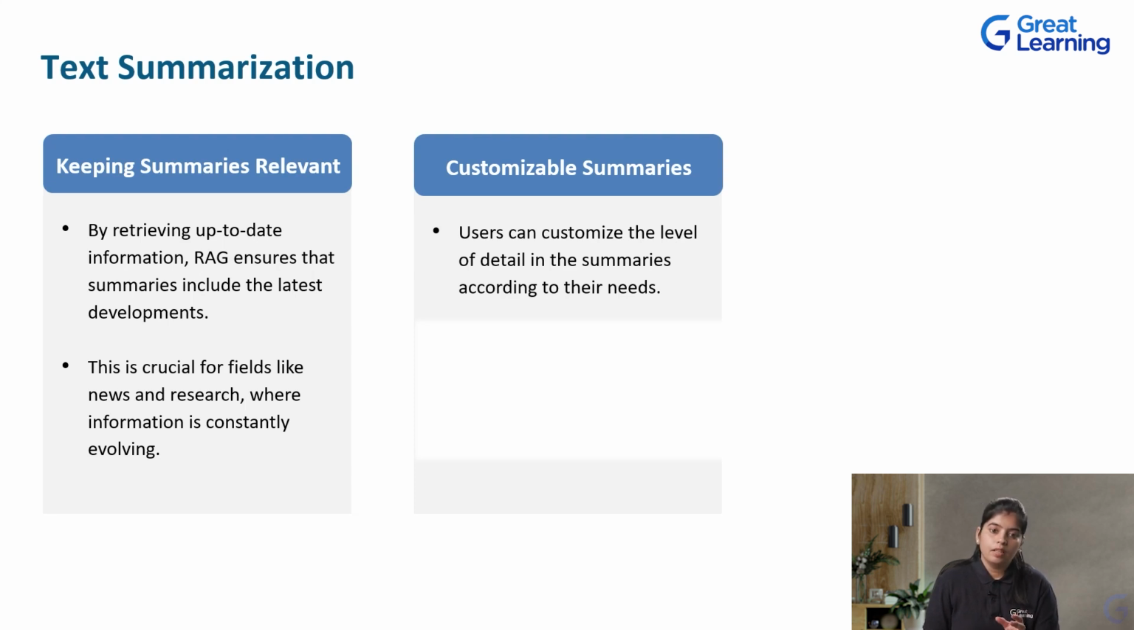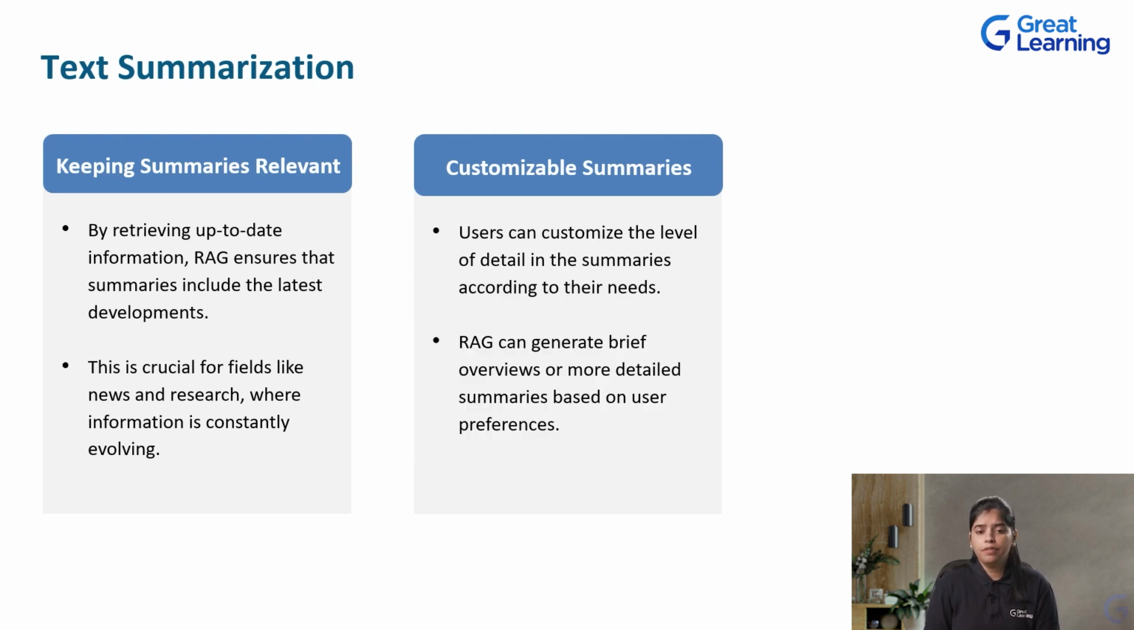So it will actually customize that based on our need. RAG can generate a brief overview or a more detailed summary based on our preference. So if I am a professional and want a detailed summary of the document I shared, I can customize it that way. If I am at beginner level, I just need an easy summarized version, so I can customize in that way. So it is very helpful for customizable summaries.